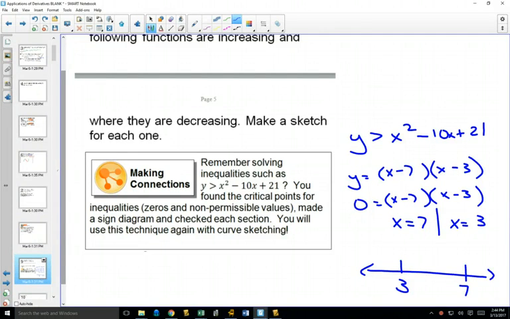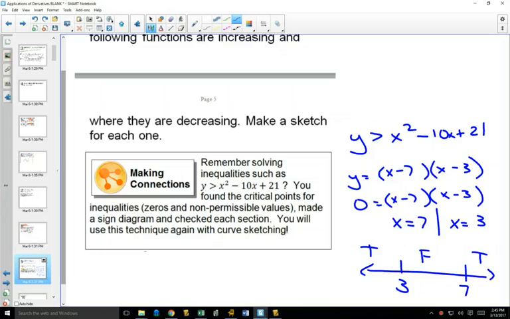And then maybe you would have checked what happens in each of these sections. Do you remember doing true and false? Maybe? You plug in something less than 3. Plug in 0. What do I get? When I plug in 0, I get 21. Is that where the y values are bigger than 0? Is that where it's greater than this function? Yes. So you would have put in things like true, false, true, and made a diagram like that.